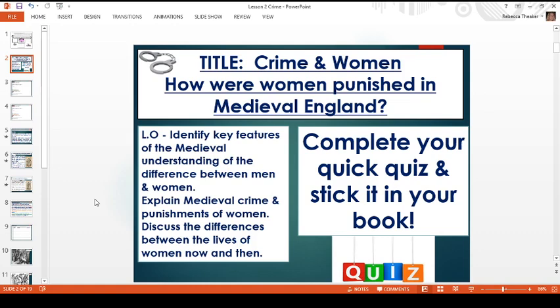Today for our second lesson on our new topic, which is women throughout history, we are going to be thinking about crime and women. So we're going to be thinking about some of the common crimes committed by women during the medieval period and how women were punished in the medieval period too.